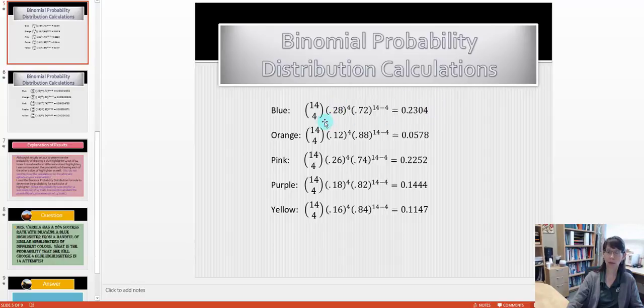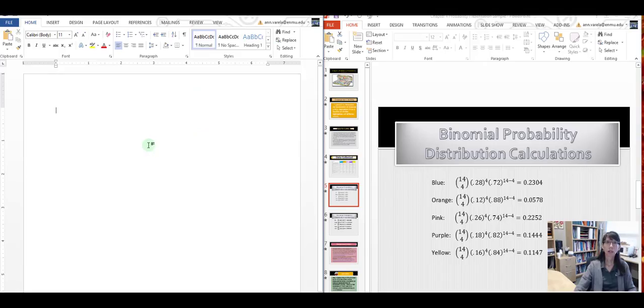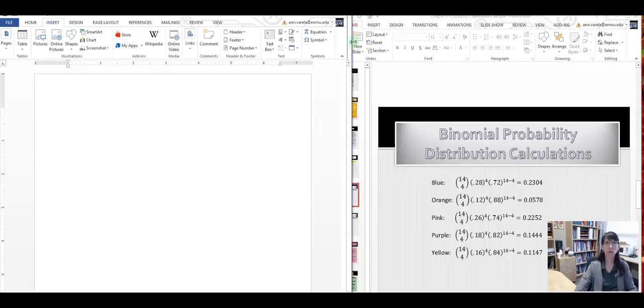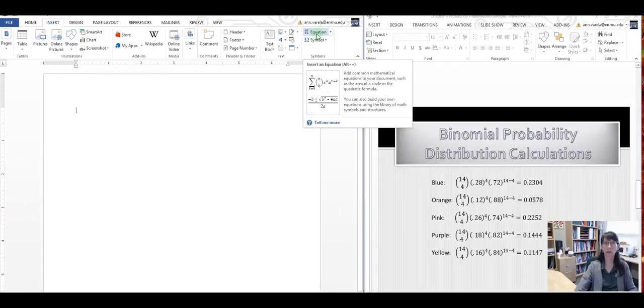So the last thing I would like to show you in the tutorial is how to get PowerPoint to include this binomial probability formula. There is one built in, but it's not quite in the format that we're using for this class. So I used Word. So I'll open up a Word document. Once your Word document is open, what you're going to do is insert an equation. So I might need to expand this until equation appears.